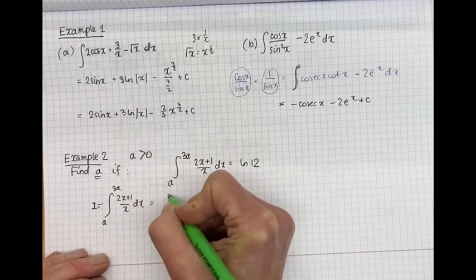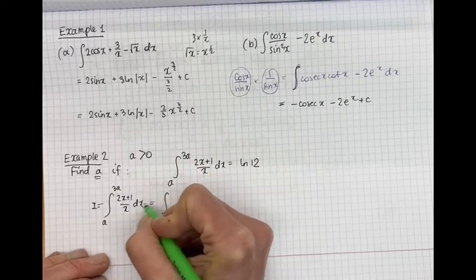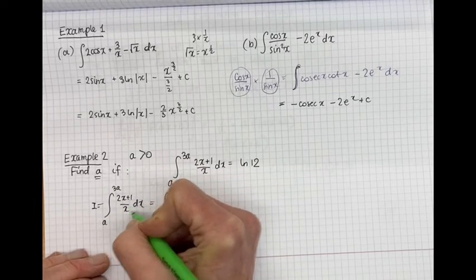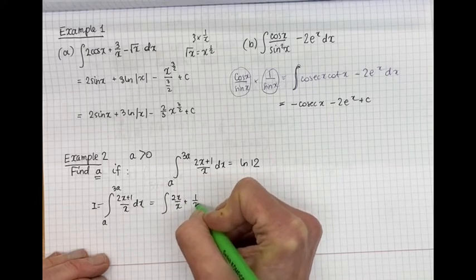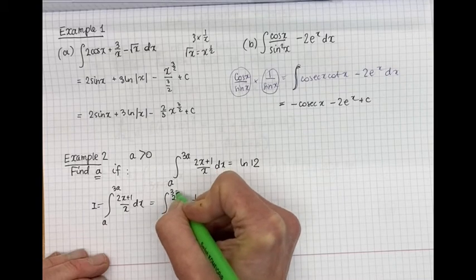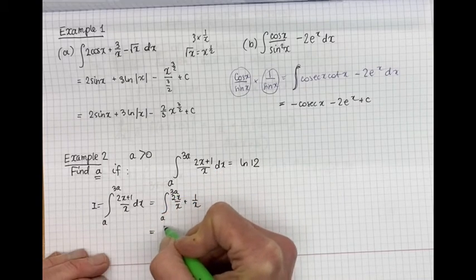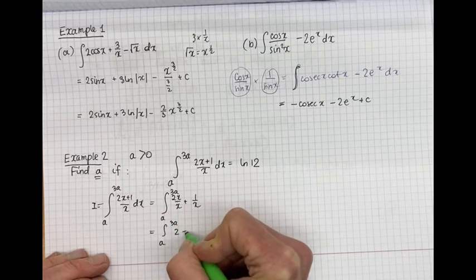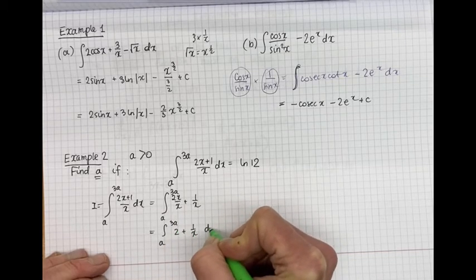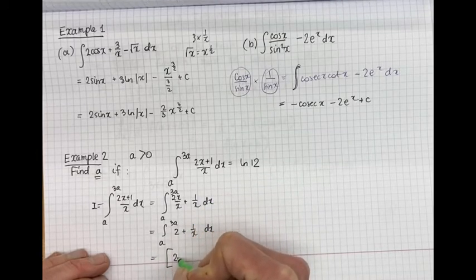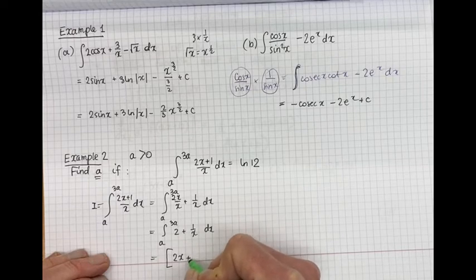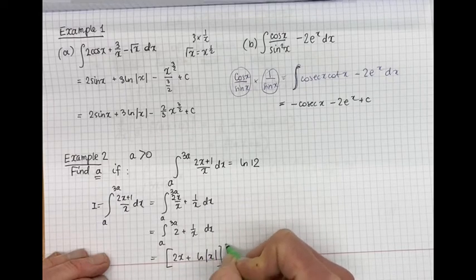This is going to be prepared for integration. We're going to split, so you will have 2x over x and then 1 over x. So this is the integral of 2 plus 1 over x. Forgot the dx there. Let's just put it down. So 2 goes to 2x and 1 over x goes to ln modulus of x, between a and 3a.